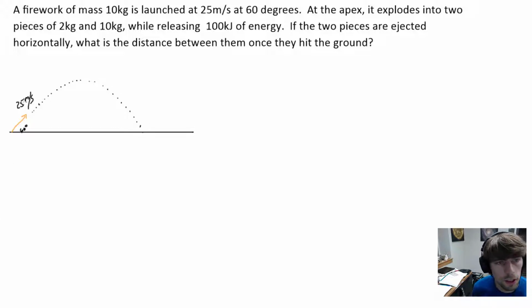At the apex, in other words, at max height, it explodes into two pieces of 2 and 8 kilograms. So right here we get an explosion, while releasing 100 kilojoules of energy. I have no idea if that's a lot or not. If the two pieces are ejected horizontally, what is the distance between them once they hit the ground?